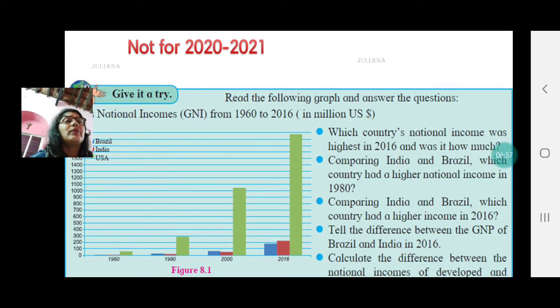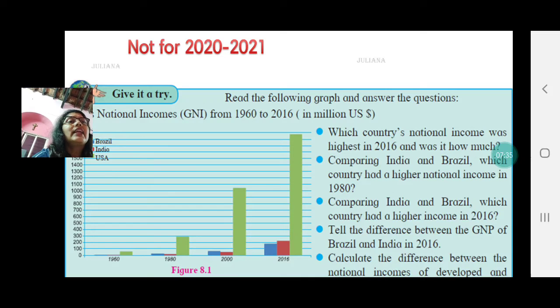Tell the difference between the GNP, gross national product, also called gross domestic product or gross national income. These are all one and the same. So tell the difference between GNP of Brazil and India in 2016. We will not calculate exactly here because that is not really needed, but India is somewhere near 200 in 2016 and Brazil must be 180. So the difference will be around 20 million US dollars.